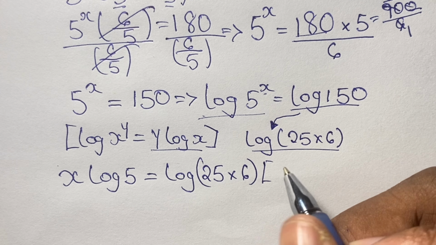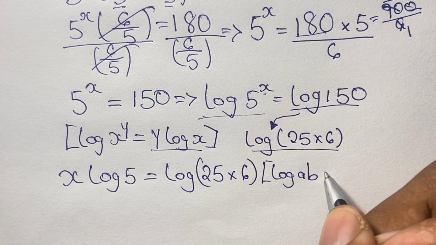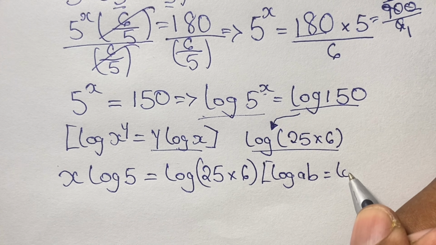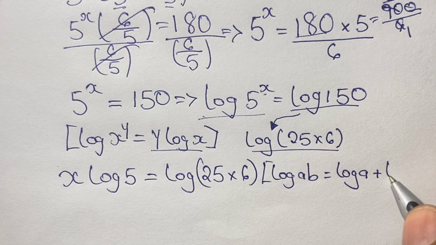Now just to simplify log 25 times 6 in brackets, we can simplify this by having this logarithm rule here, so that log AB is the same as saying log A plus log B.